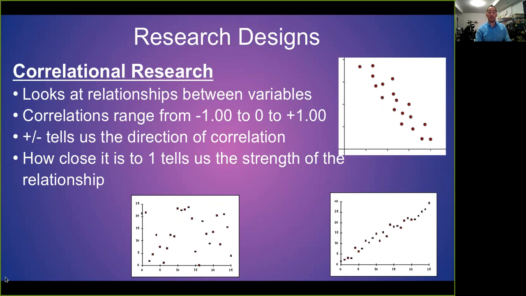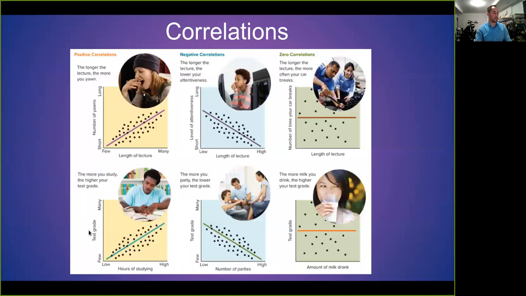So a negative 0.90 is a very strong negative correlation. A positive 0.90 is a very strong positive correlation. Let's look at a couple other examples.